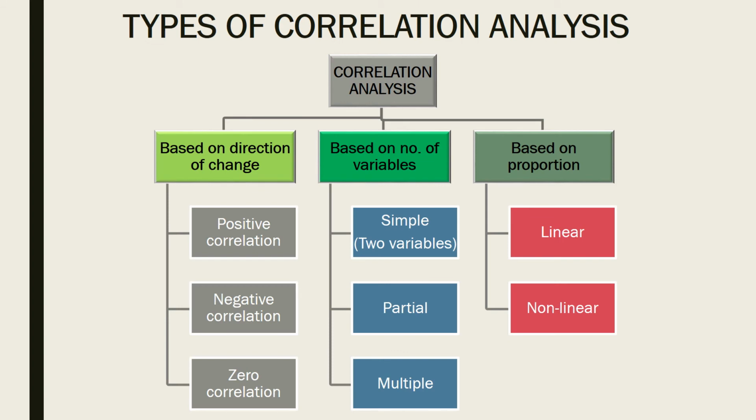So there are basically many types of correlation analysis. It can be divided into three based on their direction of change, based on number of variables, and based on proportion. Based on direction of change, it is divided into three: positive, negative, and zero correlation. Based on number of variables, it is also divided into three: simple, partial, and multiple. Based on proportion, it is divided into two: linear and non-linear.